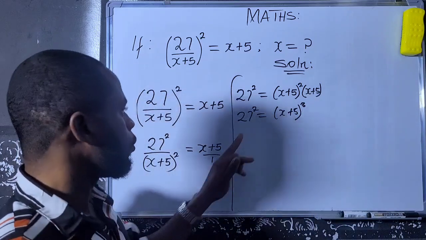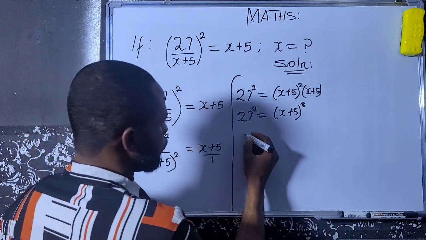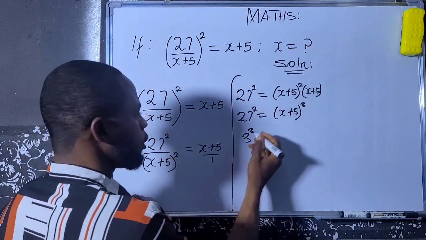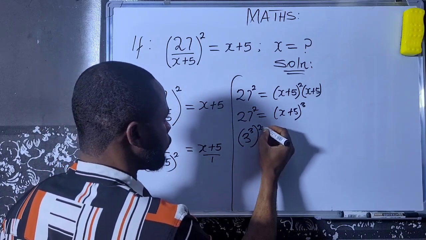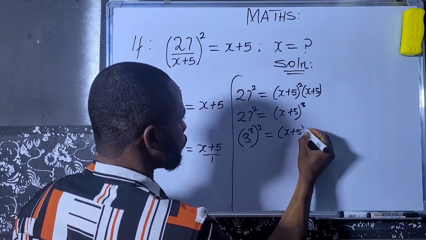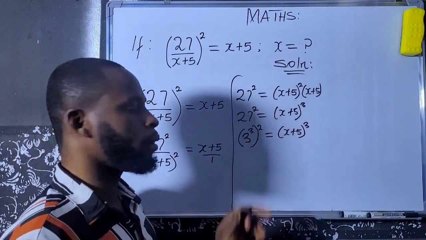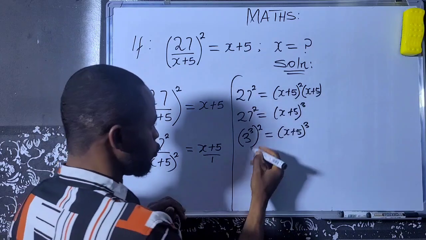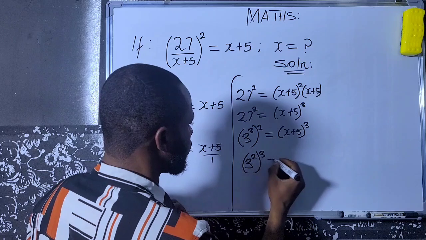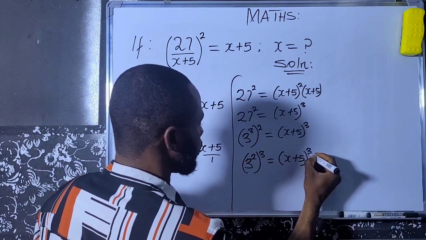Now, we can also express 27 in base 3, and you are going to have here 3 to the power of 3, that gives us 27, then to the power of already existing 2 equals (x plus 5) to the power of 3. Now you can as well interchange these powers from indices, and we have 3 to the power of 2, to the power of 3, equals (x plus 5) to the power of 3.